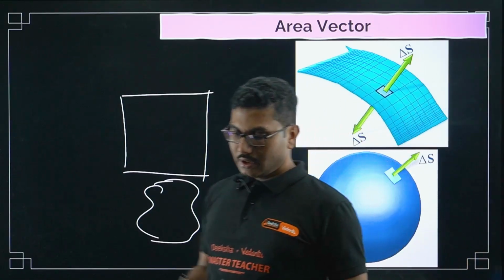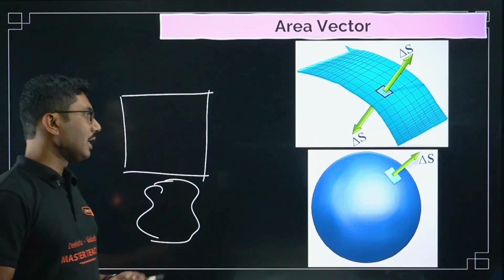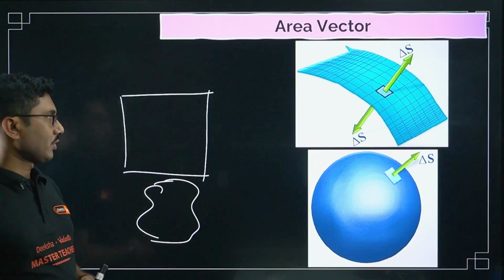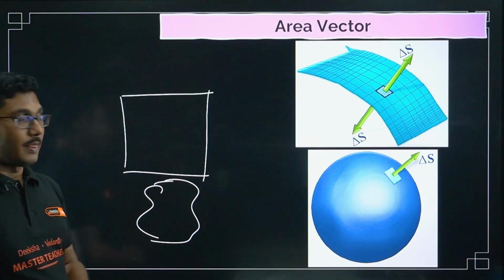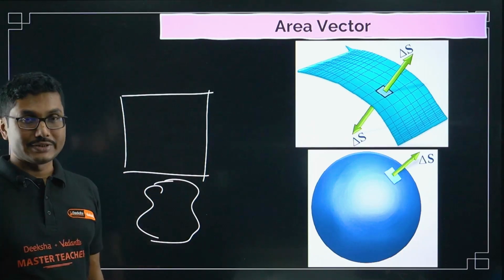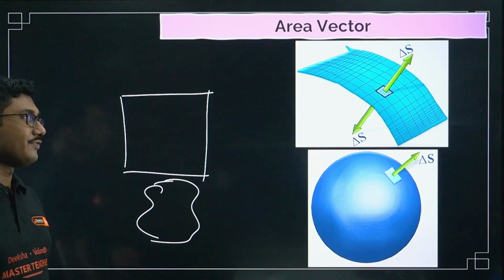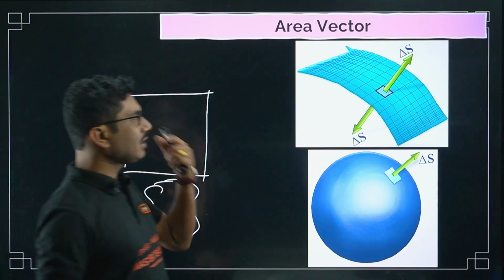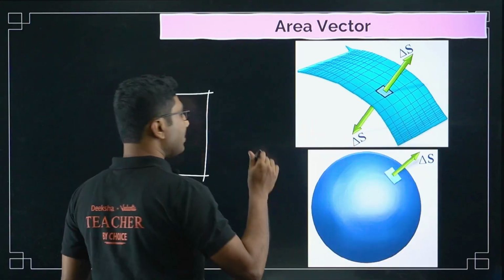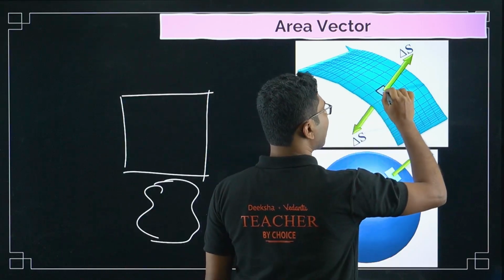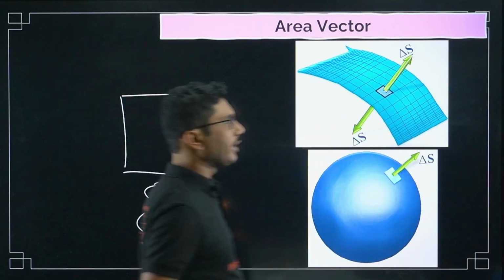Area of a closed surface is always a vector quantity. Now, how to find the direction of this vector? The direction of this vector is considered to be normal, that is perpendicular to the surface at the point.